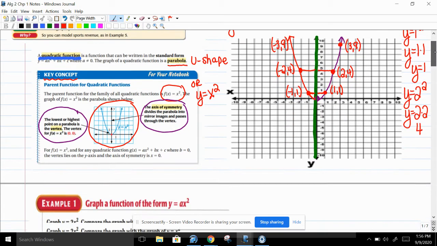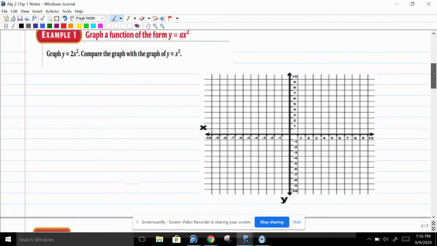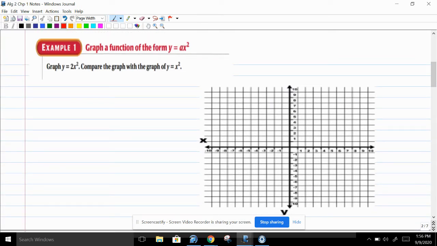Now if I go down to my first example here, we're going to graph y is equal to 2x squared, and compare it with the graph of y equals x squared. First off, guys, I want to give you a little hint. Quadratic equations are supposed to look like this: ax squared plus bx plus c. A is always attached to the x squared, b is always attached to the x, and c is the constant. C is always going to be by itself.